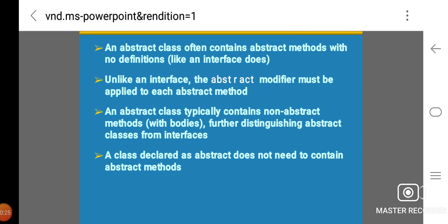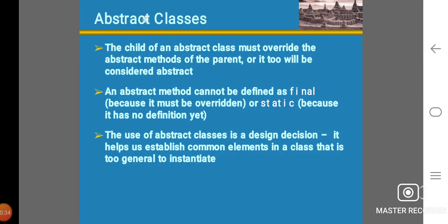A class declared as abstract does not need to contain abstract methods. Continuation of abstract classes: the child of an abstract class must override the abstract methods of the parent, or it too will be considered abstract.